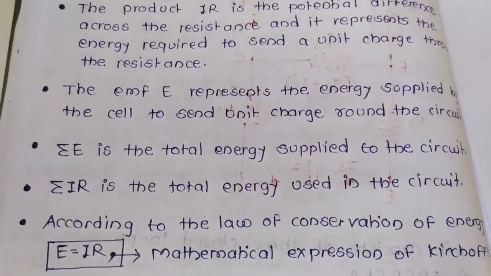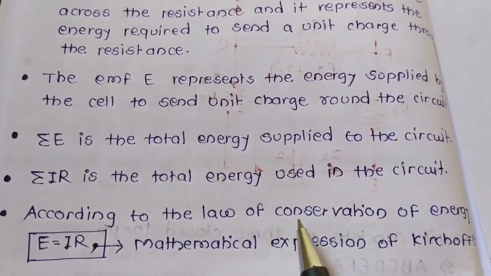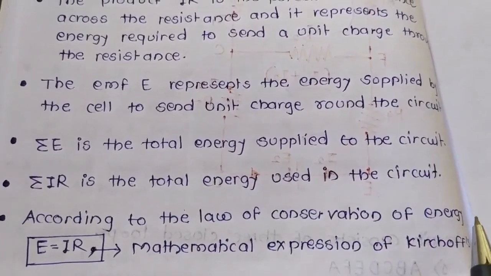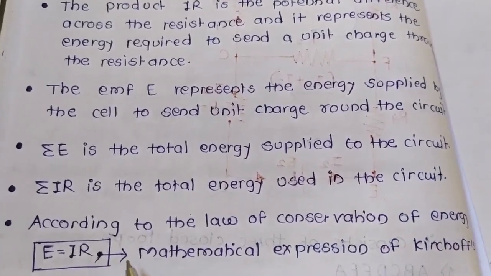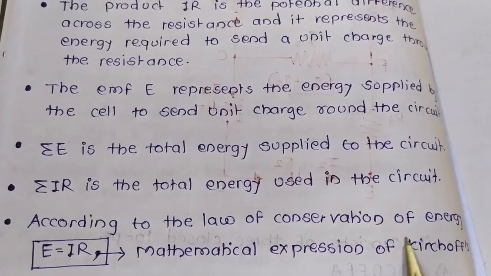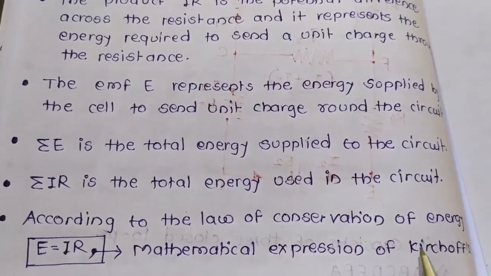Now, according to the law of conservation of energy, summation of E is equal to summation of IR. It is the mathematical expression of Kirchhoff's voltage law.